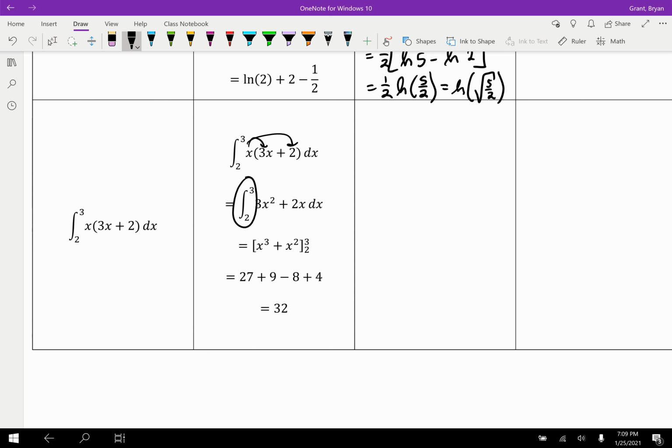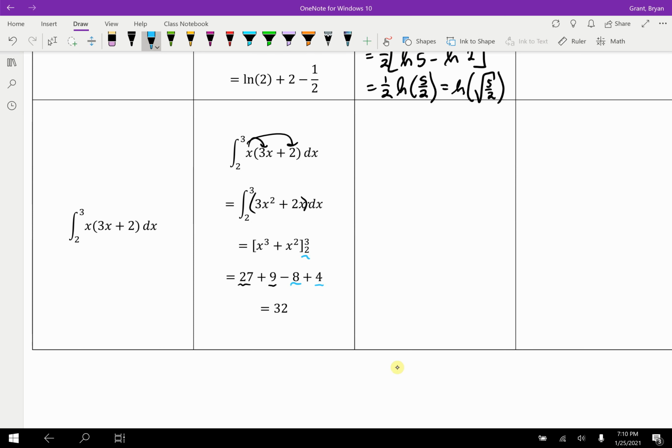They'd consider this as the opening part of the integral, this is the closing, everything in between is the thing you need to do the antiderivative of. But again, I like the parentheses, but there's nothing wrong with leaving them out per se. Antiderivative, correct, we're doing well so far. Substitute in 3, 3 cubed is 27, 3 squared is 9, looks good. And then we substitute in 2, 2 cubed is 8, 2 squared is 4, that looks good as well. And then we say the final answer is 32.